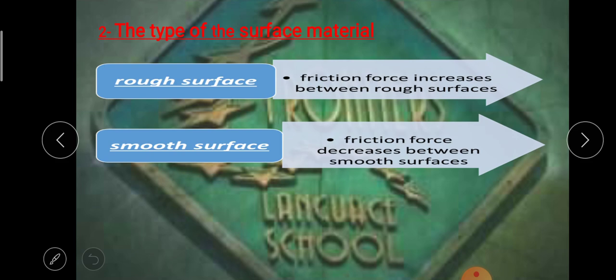Let me tell you another example. If you move on the sand and you move on the ice, where are you going to make more friction? There will be more friction between my shoe and the sand than the friction force between my shoe and the ice. And because the friction force is less on the ice, you might slide down. So again, if I have a rough surface, the friction force increases. If I have a smooth surface, the friction force decreases.